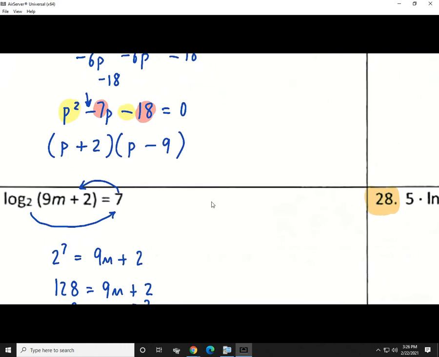So here's what I do with this. I take those factors, I take p plus 2, set it equal to 0, and solve. So I subtract 2, so p equals negative 2. And then I take p minus 9, I set it equal to 0, I add 9, so p equals positive 9. So those are my two solutions for this.